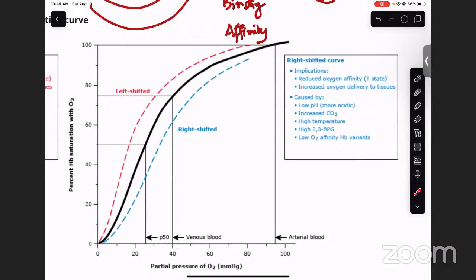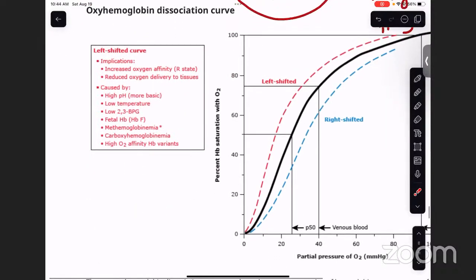So if there is tissue hypoxia, oxygen is much more necessary for tissue for metabolism. So this right-shift curve means hemoglobin binds less to oxygen and it is given to our tissue. This is the right-shift curve.